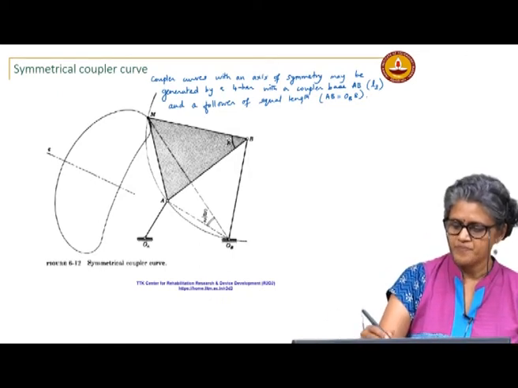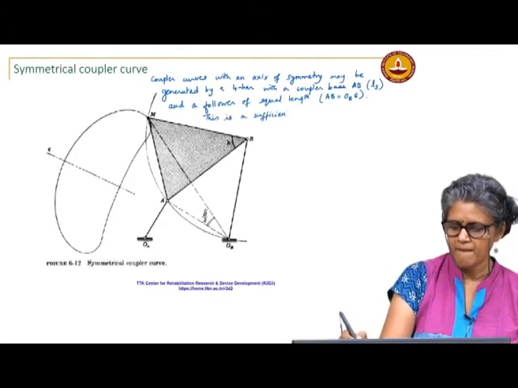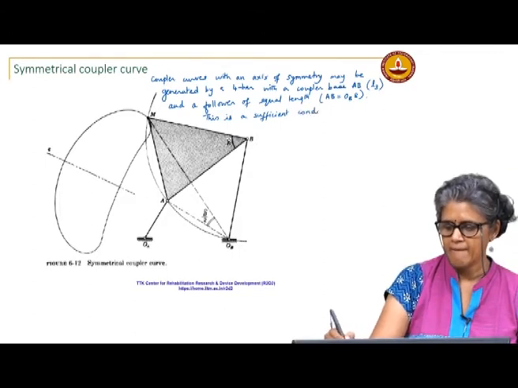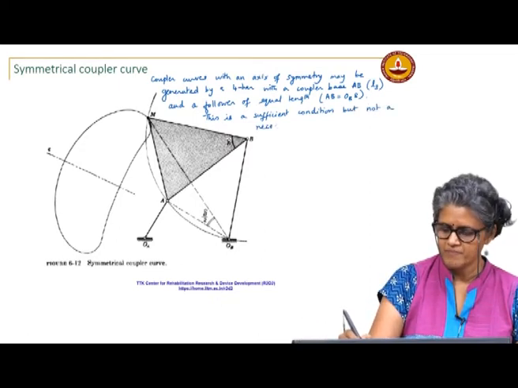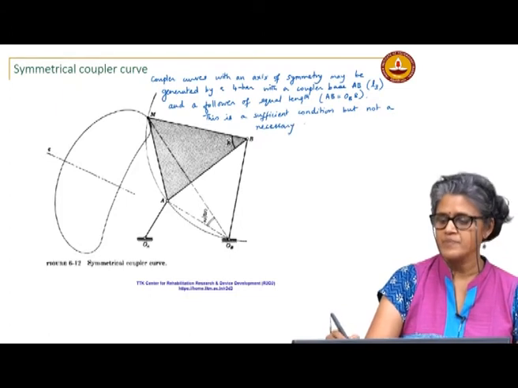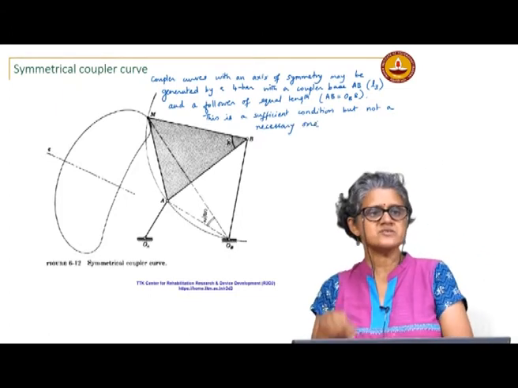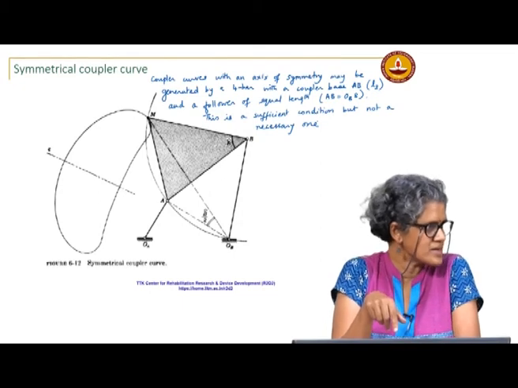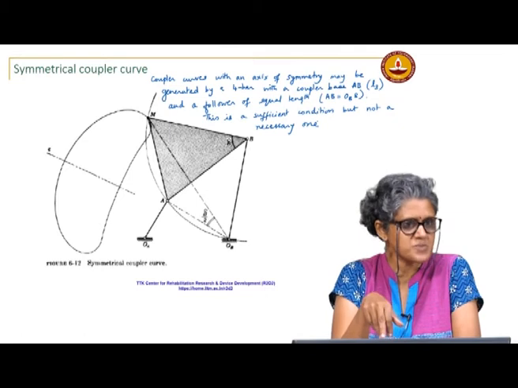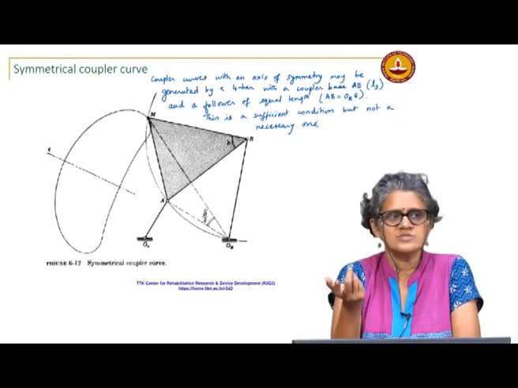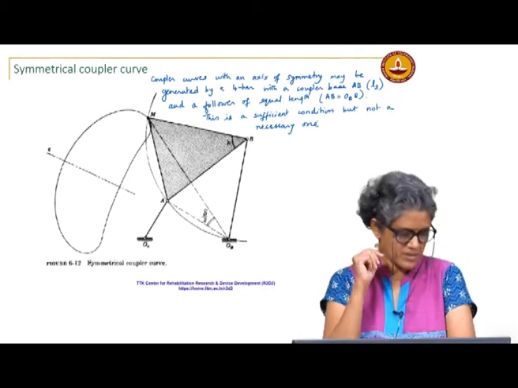This is a sufficient condition, but not a necessary one. So, there may be other linkages that can generate a symmetrical coupler curve. This is one way to generate a symmetrical coupler curve. Okay. It is not necessary that this condition has to be met in order to generate a symmetrical coupler curve.